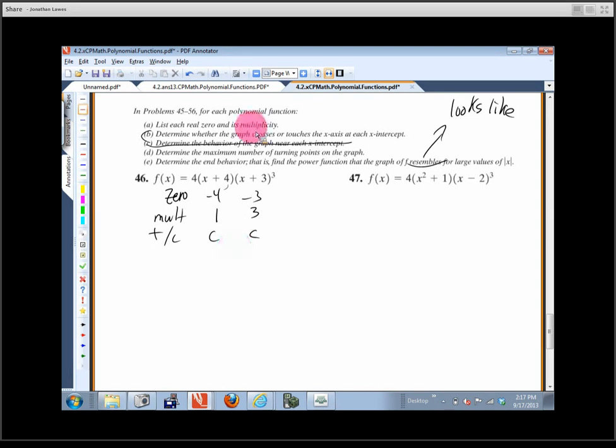Let's see. Found each zero and its multiplicity. Determine whether it touches or crosses. Got that figured out. Maximum number of turning points. Well, to do that, what do we need to know? We need to know the end behavior. So it's almost better if we answer E before we answer D. So let's look through here. How many x's right here? 3. How many here? So I've got x to the 4th, and this looks like, careful here, what x to the 4th?